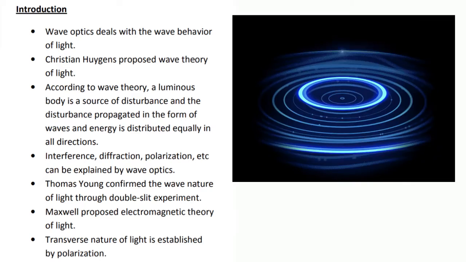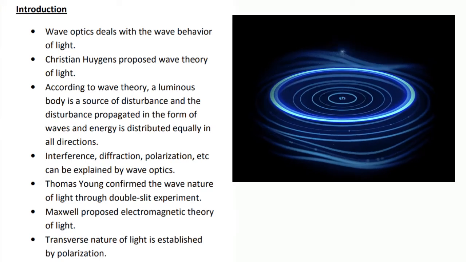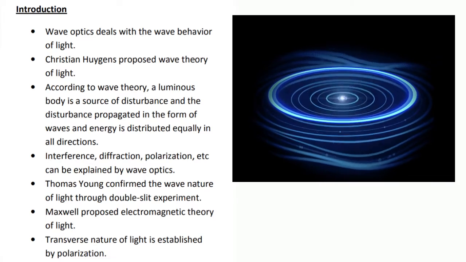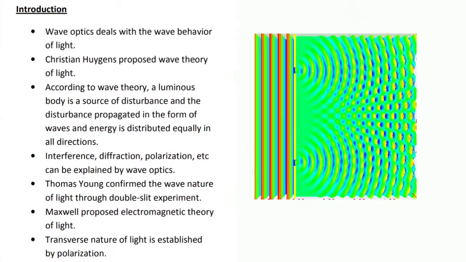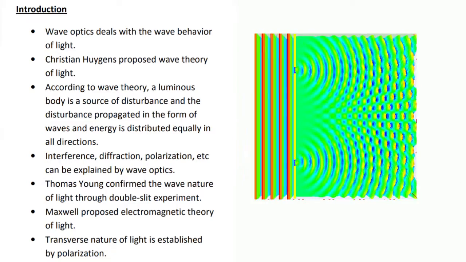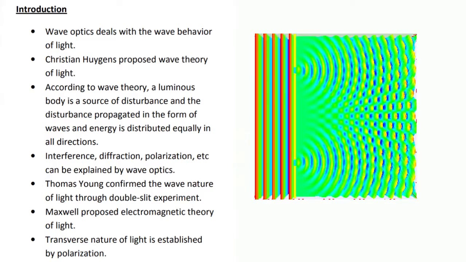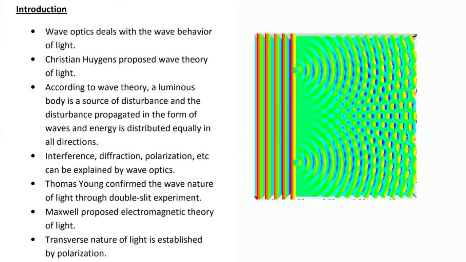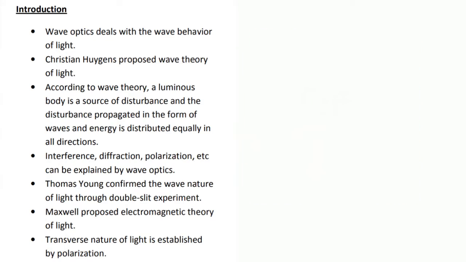Interference, diffraction, polarization, etc. can be explained by wave optics. Thomas Young confirmed the wave nature of light through the double slit experiment. Maxwell proposed the electromagnetic theory of light. The transverse nature of light is established by polarization.